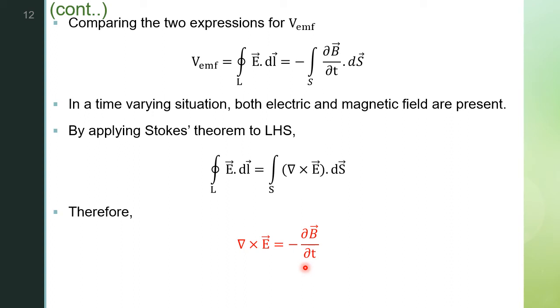That is, if you have a time varying magnetic field, it will produce an electric field. This is the implication of Faraday's law. So to form an electromagnetic wave, we require both an electric field as well as a magnetic field which is time varying.